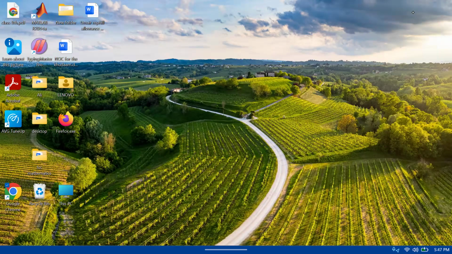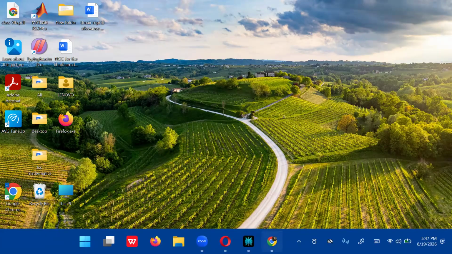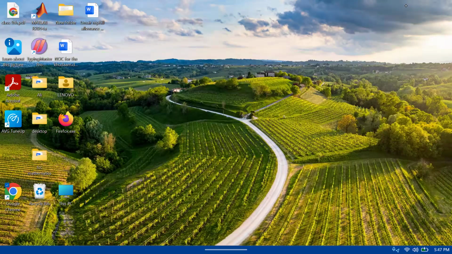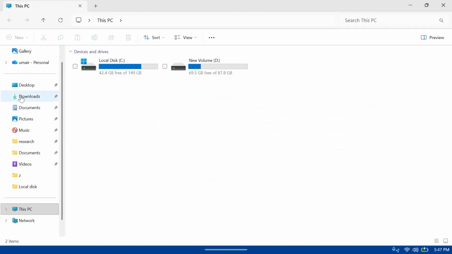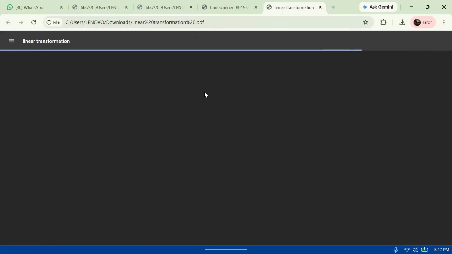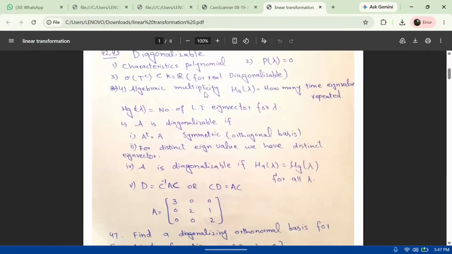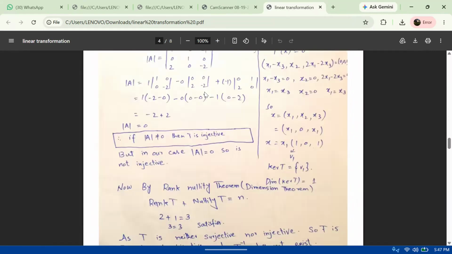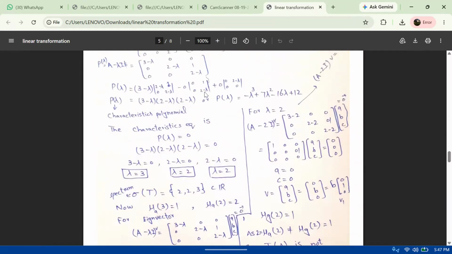Now I am going to solve the problem like the eigenvalues, eigenvector that I was teaching you in the previous class when my laptop battery ended. So here is the PDF form, the linear transformation. So here I have taught you until this one. So now it's easy for you to understand the things.